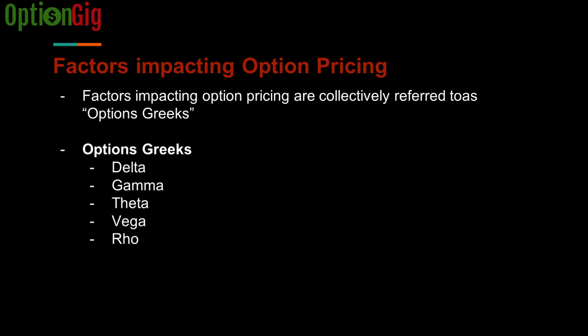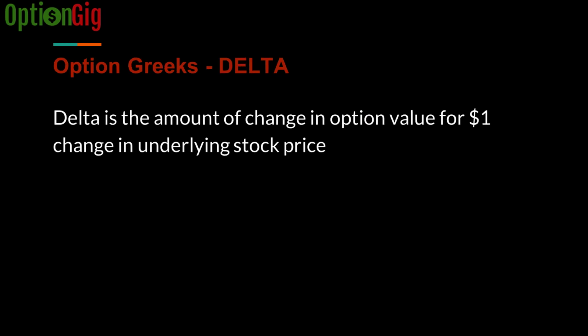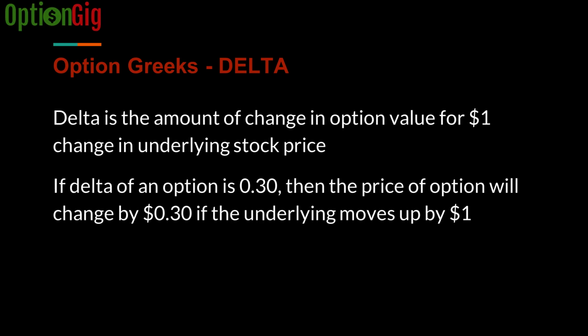There are 5 option Greeks: delta, gamma, theta, vega, and rho, and we will go through each one of them now. The first one is delta. Delta is the amount of change in an option value for $1 change in the underlying stock price. If the underlying stock price moves by $1, how much your option will move is determined by the delta. So if the delta of an option is 0.30, that means the price of the option contract will change by 30 cents if the underlying stock changes by $1.